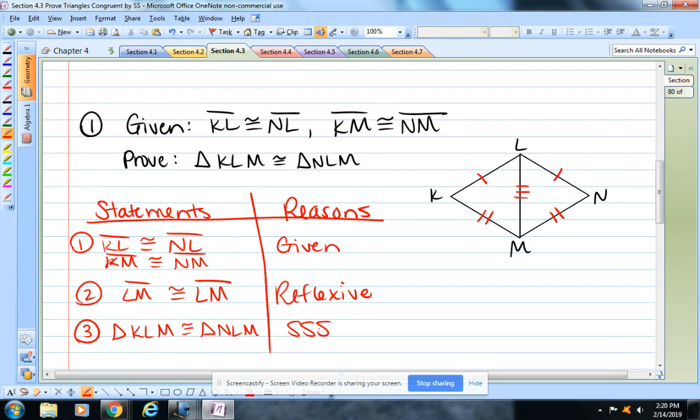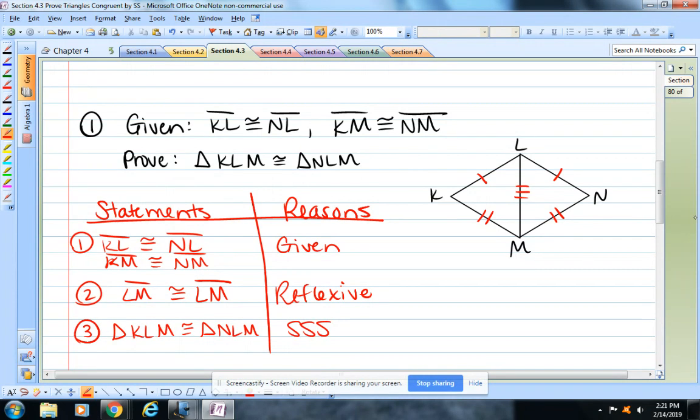Oh, some of y'all are just now getting it. There really is no ASS. There's not. There's no angle, side. Okay, we'll have side, angle, angle, side, but no angle, side. Or side, angle. Yeah, y'all remember that, right?